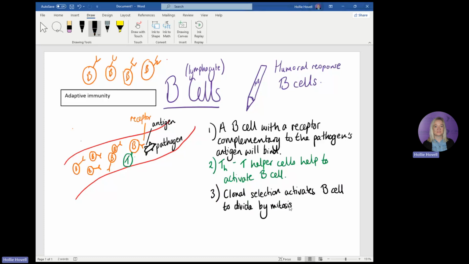Now, as a fancy name for that, choosing the right one was clonal selection, and making more of them is called clonal expansion. Now, the fourth stage is that they differentiate into different types. So all of these B cells here that look like they're all the same, they're going to become 2 different types of B cells.